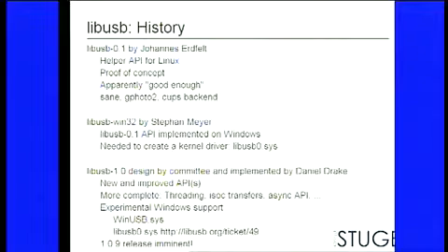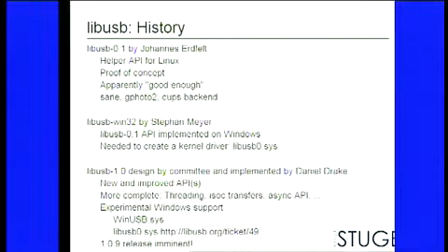Some history. This is a massive slide, but it's important because it's really easy to get confused by the couple of different libusb versions out there. The original libusb was version 0.1, started by Johannes Erdfelt long ago, and it was just a helper API on top of the Linux user space API that the kernel already offered.